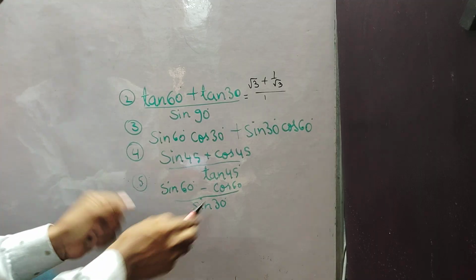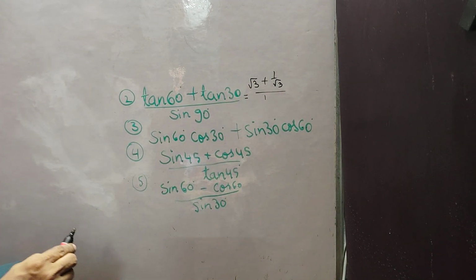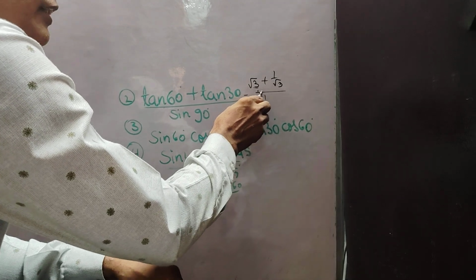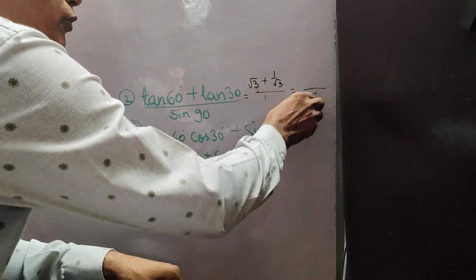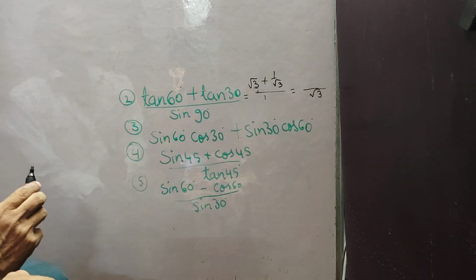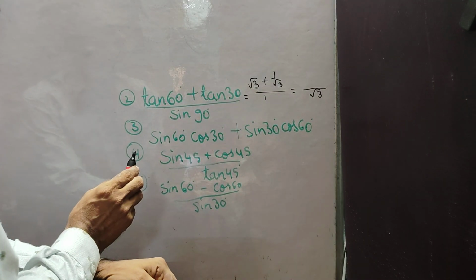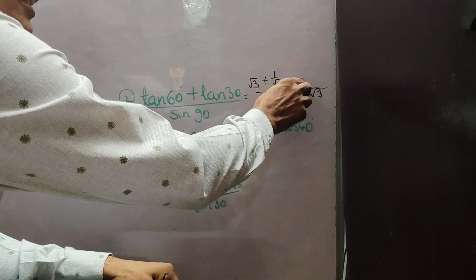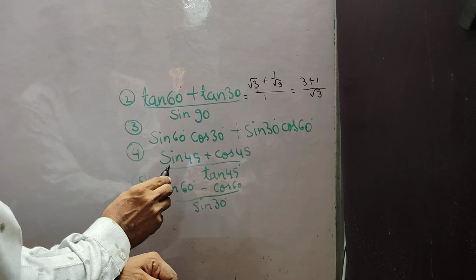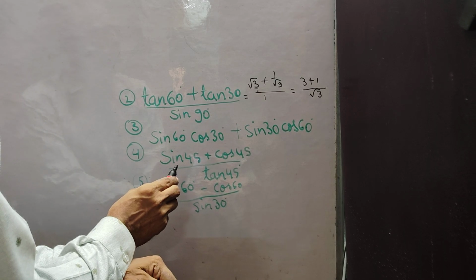Now we only solve the numerator. Square root 3 is the LCM in numerator. So in numerator we write square root 3. The 1 of denominator we can eliminate. Square root 3 times square root 3 is 3. So numerator becomes 3 plus 1, 4 by square root 3.